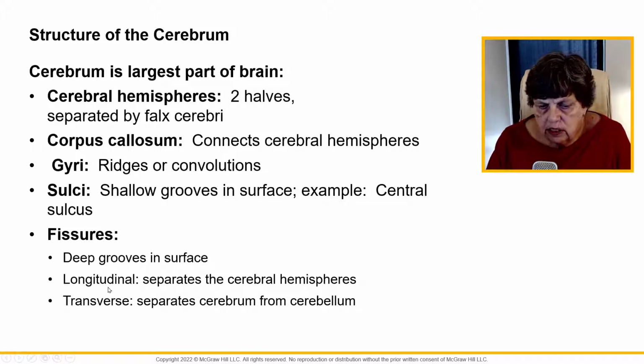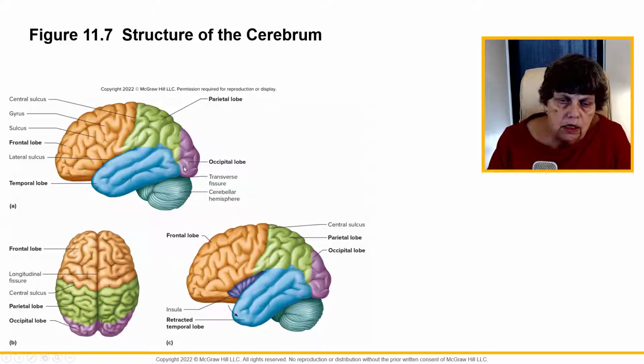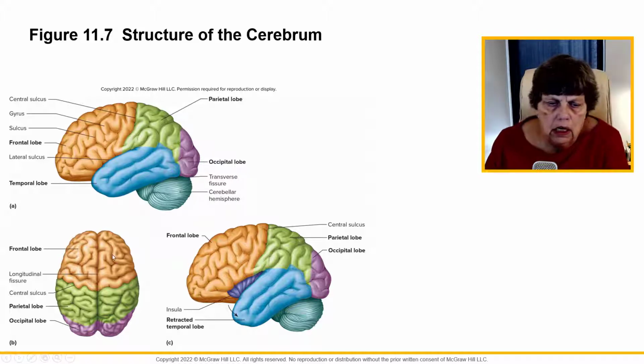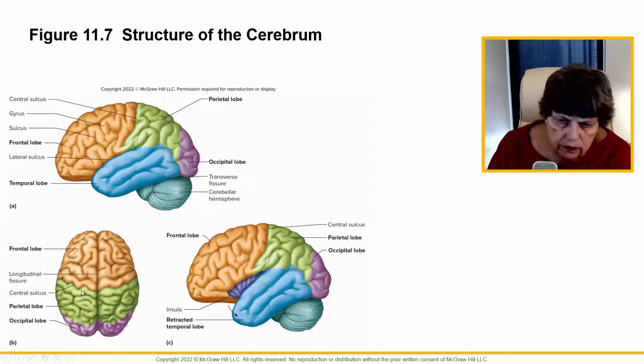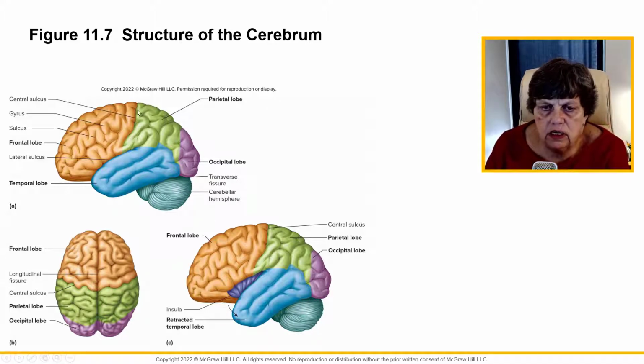You do have some that are pretty noted. One is the longitudinal one that separates the cerebral hemispheres, and the transverse one that separates the cerebrum from the cerebellum. So you can see these lobes, you can see this central sulcus here, you can see this gyrus here, but you can see that central sulcus, okay? And this divides into these lobes. And if you notice, for some reason these match the names of the muscles and they match the names of the bones.